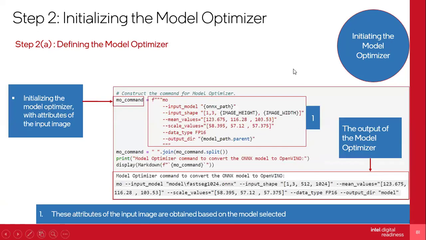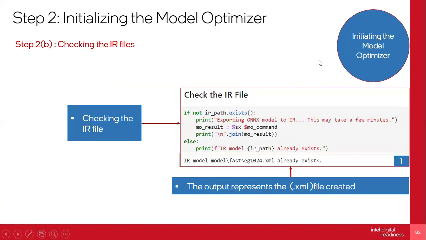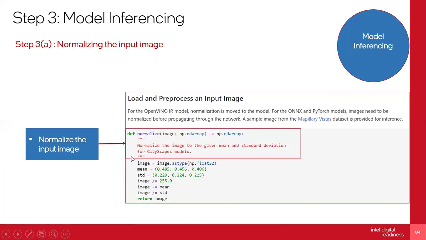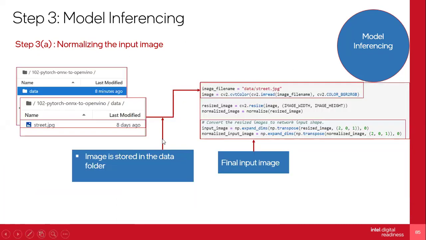And this is initializing the optimizer and checking the IR file, and then finally checking whether the ONNX path is created or not, and then normalizing the input image. We can give the size and everything, and then the image is stored in the data folder. See, here we can give the file name, the image name, and then the input image, the normalized image we have done, right? That one we have to transpose as much as we need. The size we can change using the transpose, depending on the network.